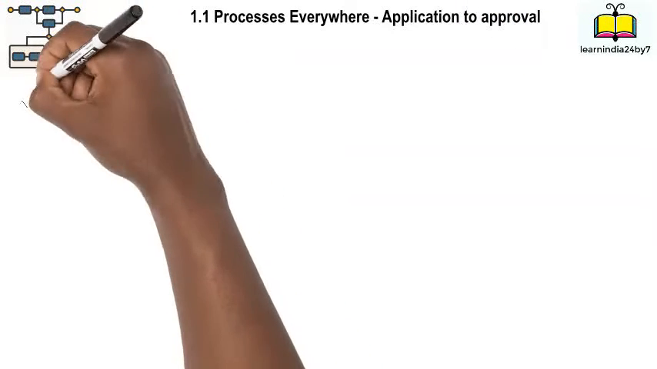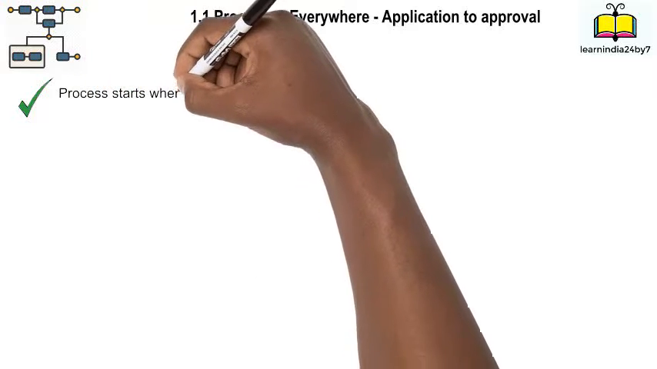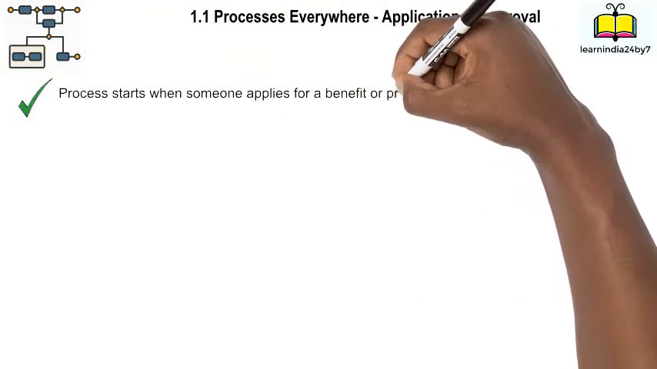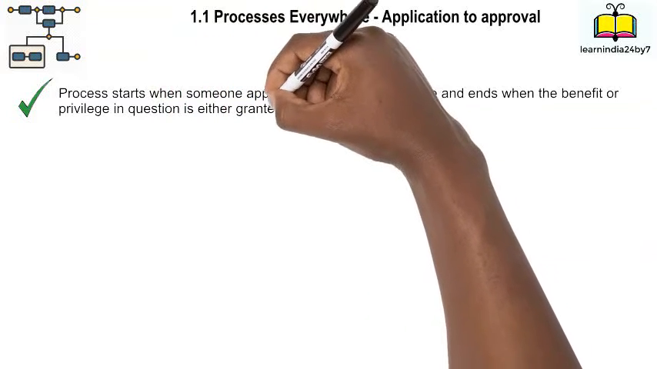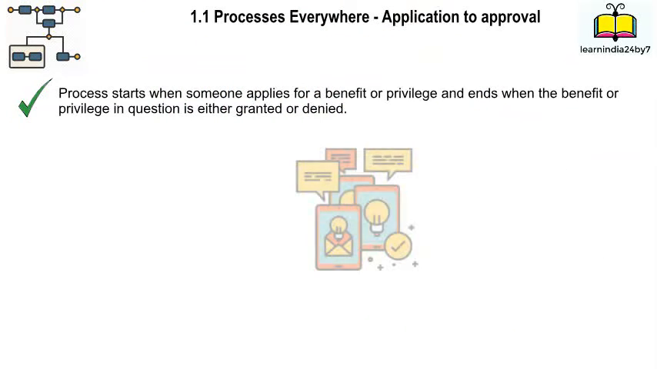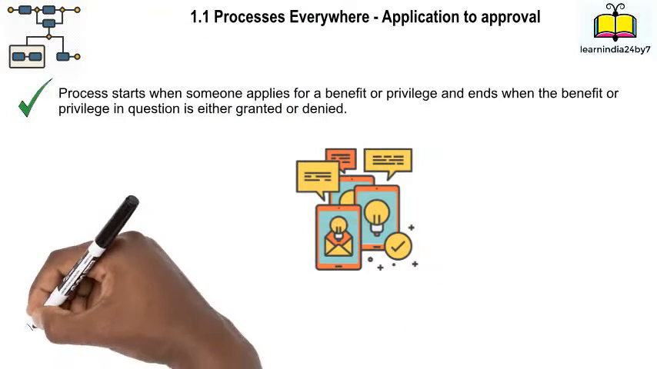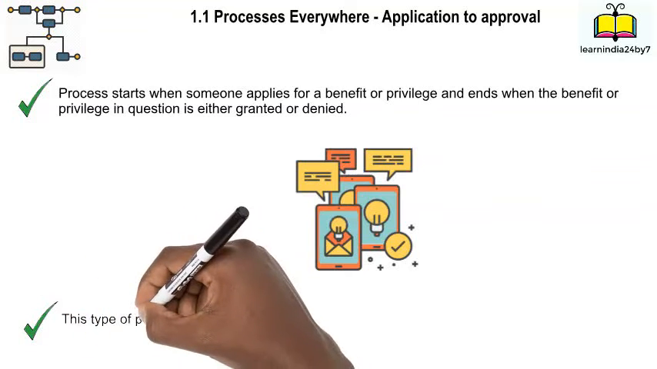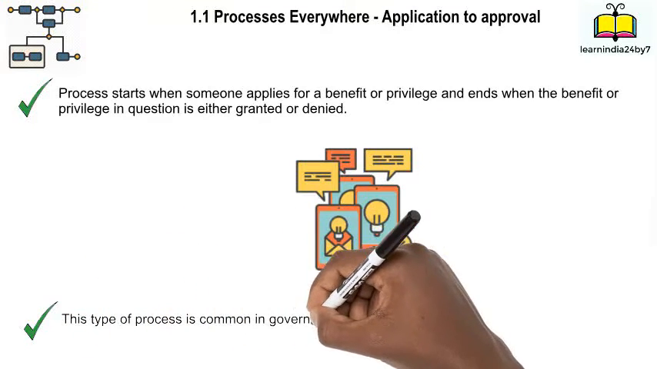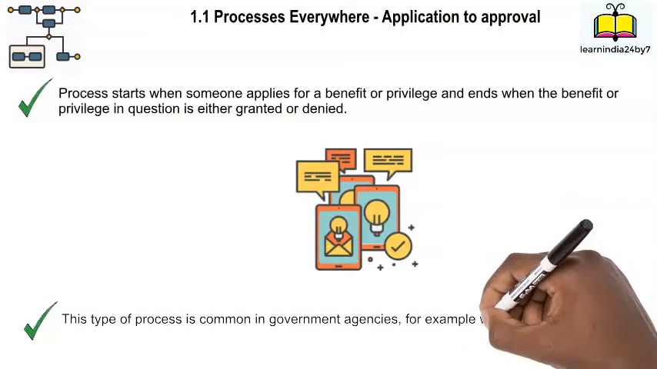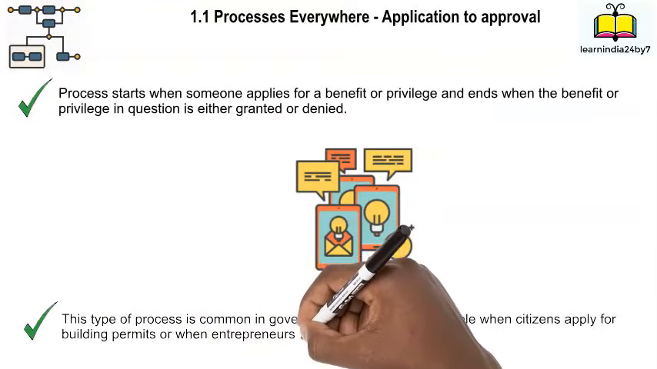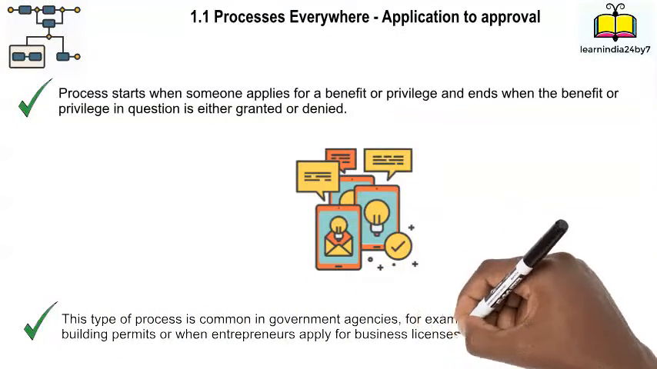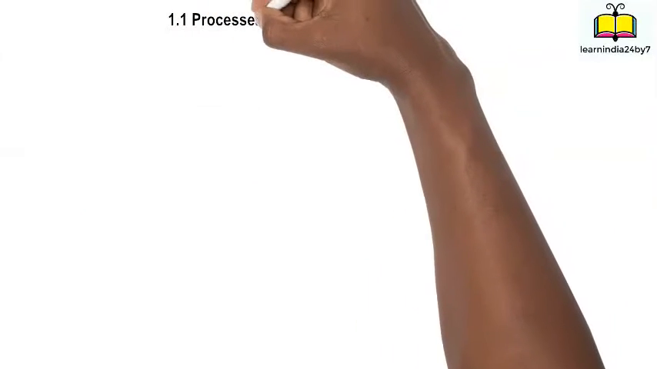The application to approval process starts when someone applies for a benefit or privilege and ends when the benefit or privilege in question is either granted or rejected. These types of processes are common in government agencies. For example, when citizens apply for a building permit or when entrepreneurs apply for a business license.